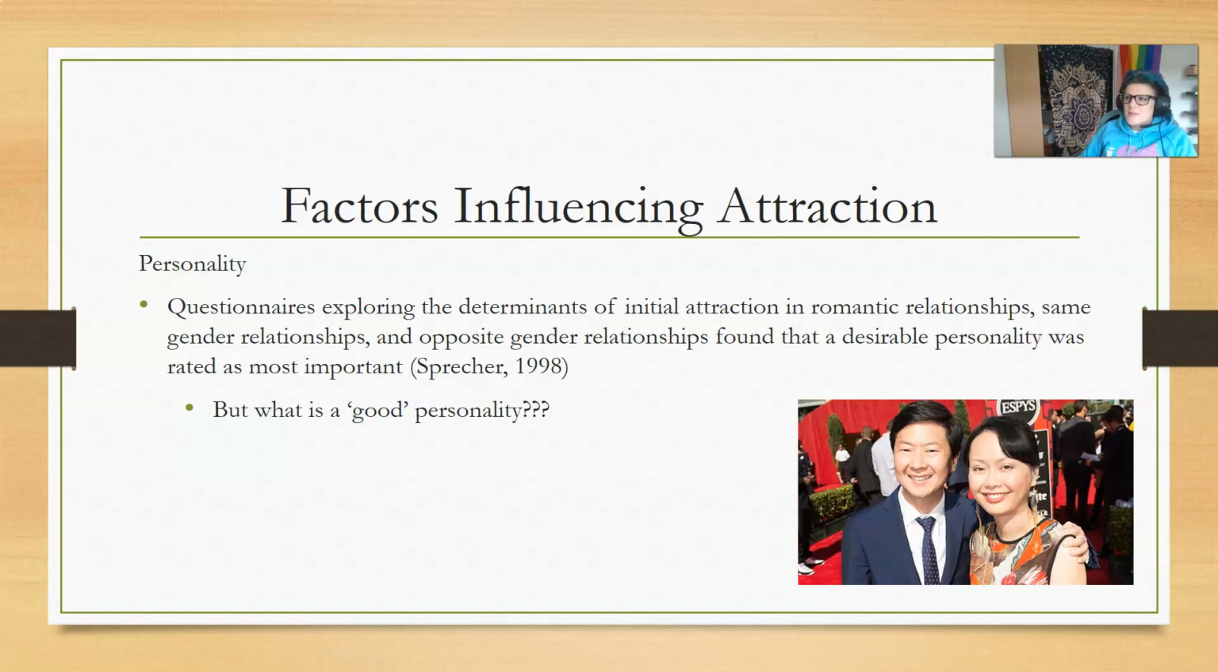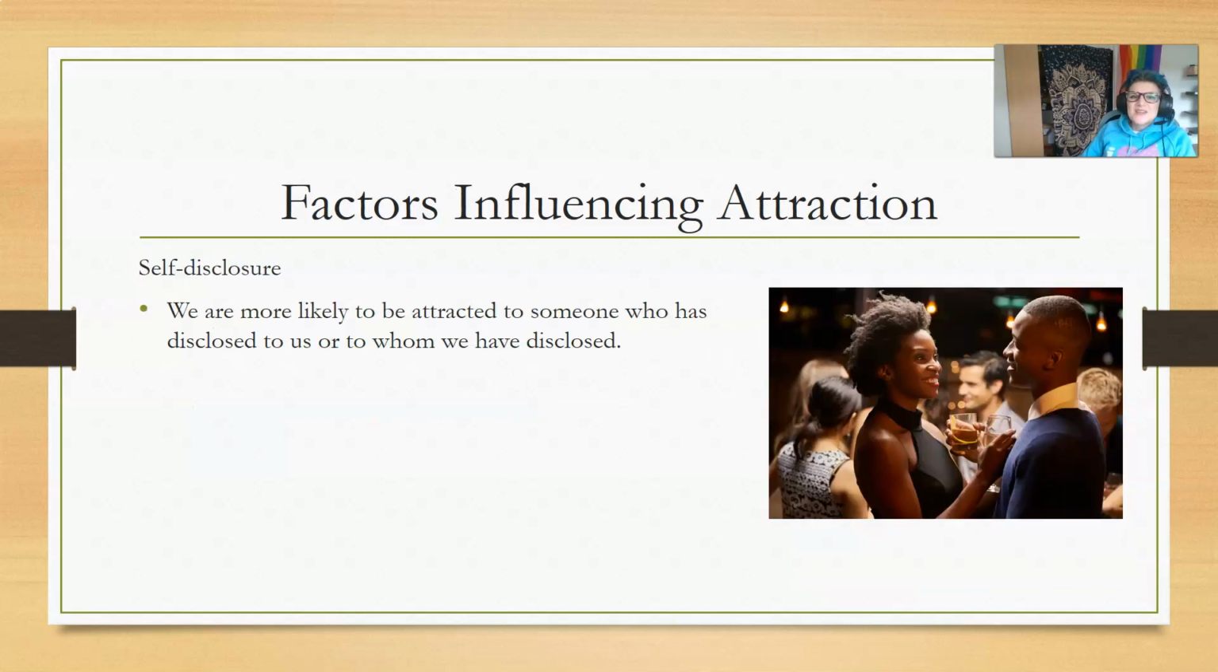So that varies massively. Now, a really good way to find out about someone's personality is to go on to our next factor influencing attractiveness. This is self-disclosure. We're more likely to be attracted to someone who has disclosed to us or to whom we have disclosed.